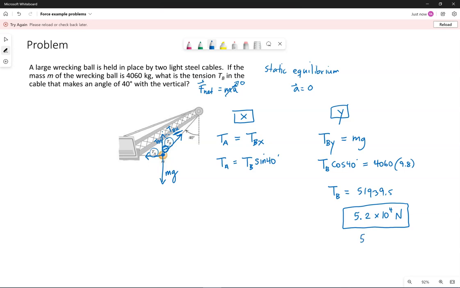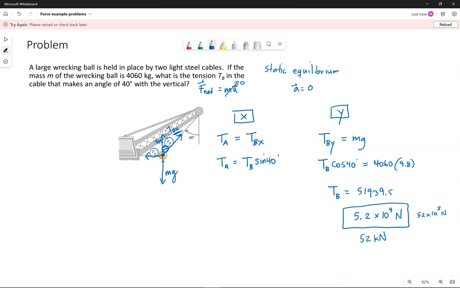We could also write it as 52 kilonewtons, because this could be 52 times 10 to the 3 newtons. That would be fine as well. 52 kilonewtons is fine. But make sure we consider the significant figures, and it's always nice to not have to count decimal places when it's a really big number.